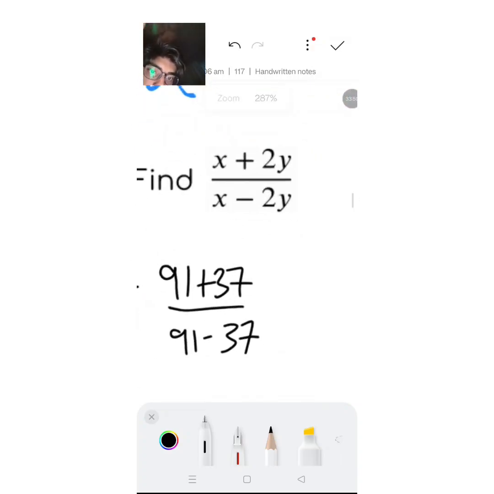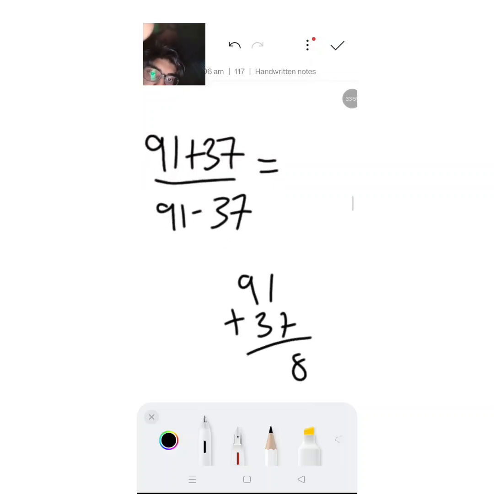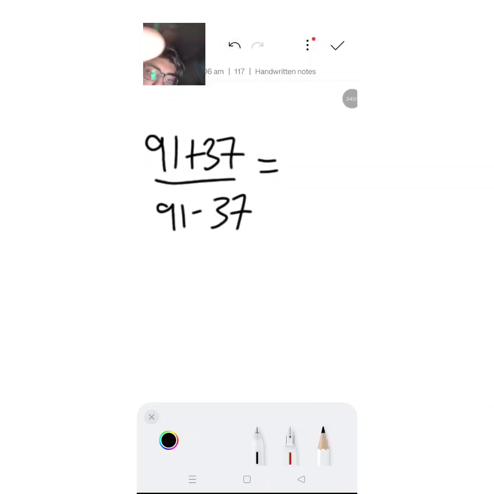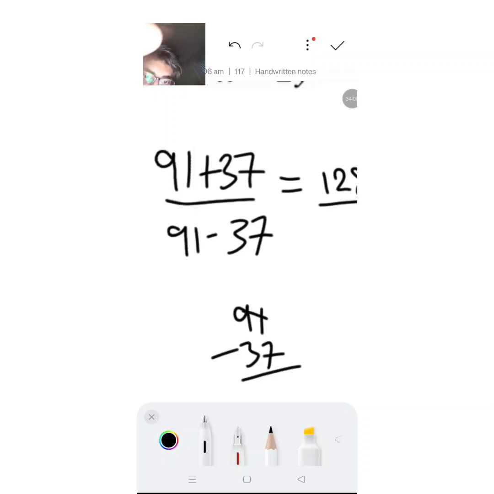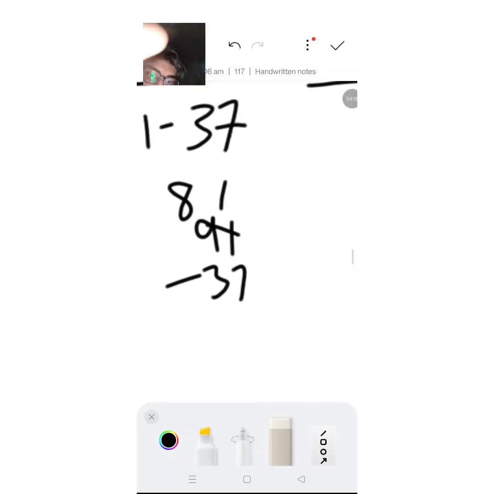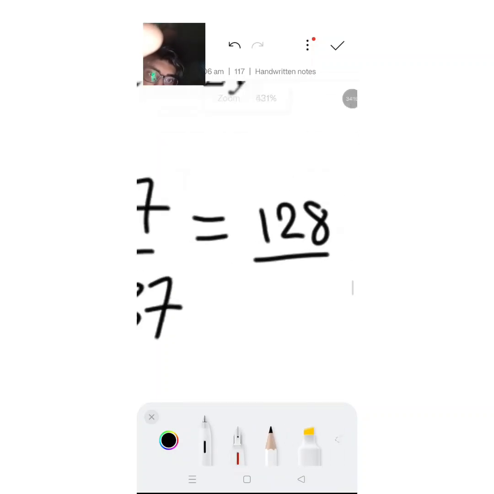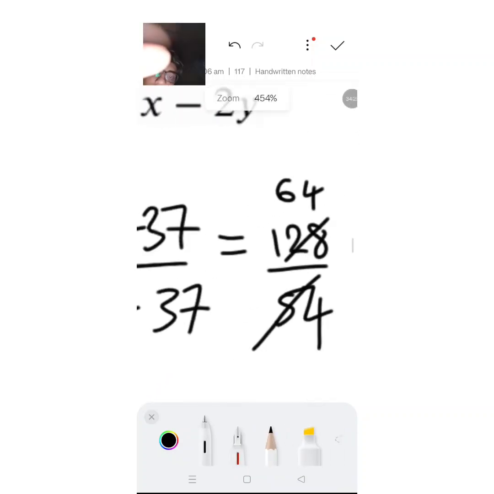Now, you have to get these two to also be perfect cubes. So, 91 plus 37. There's 8 here. So, this is 128, which is not a perfect cube, over 91 minus 37. Okay, so 11 minus 7 is 4. 8 minus 3 is 5. 54. But they both are divisible by 2. 2 goes how many times? 64 times. 64 is a perfect cube.